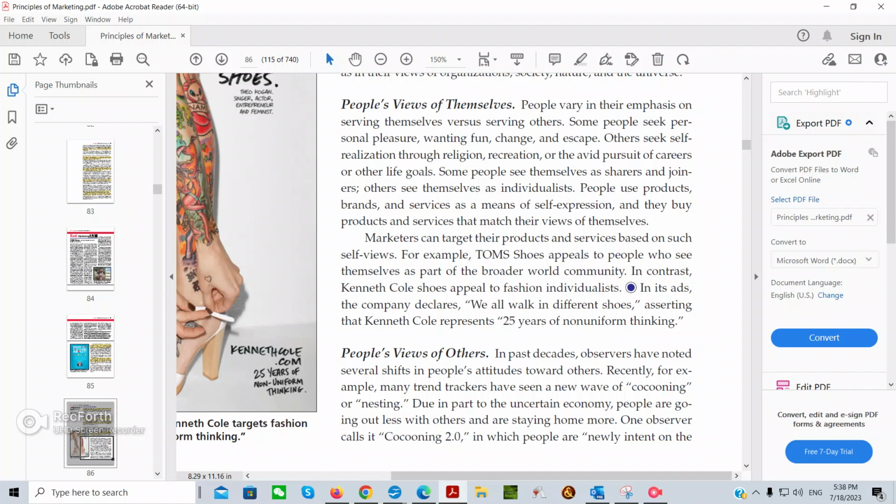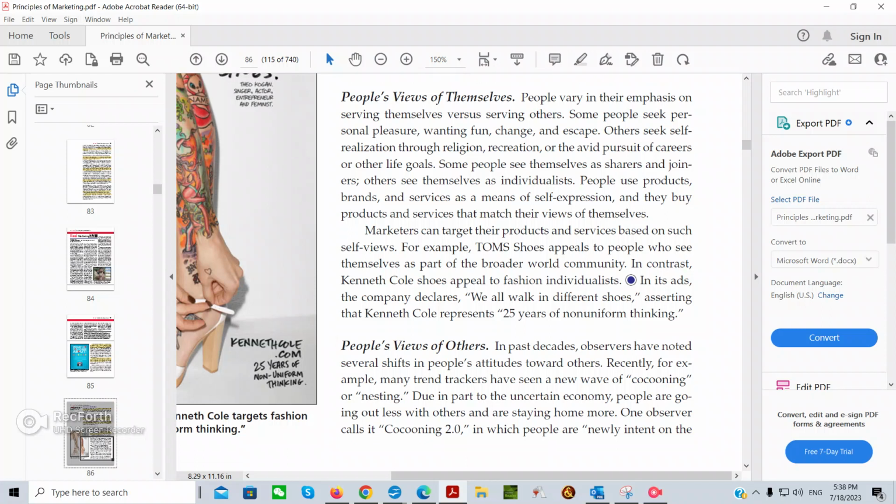Some people see themselves as sharers and joiners. Others see themselves as individualists. People use products, brands, and services as a means of self-expression. They buy products and services that match their views of themselves. So that pretty much sums that up.